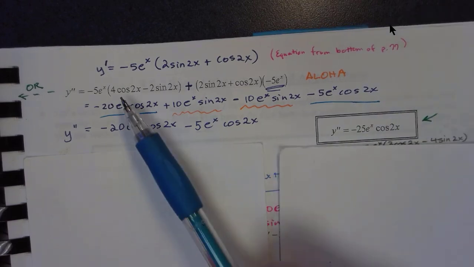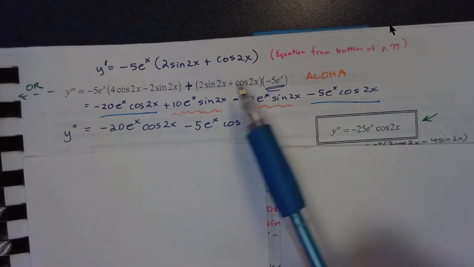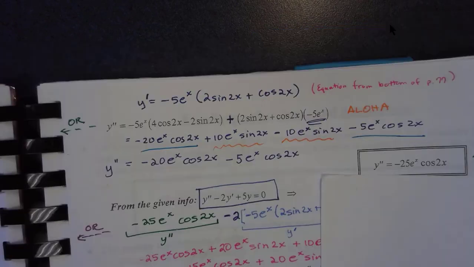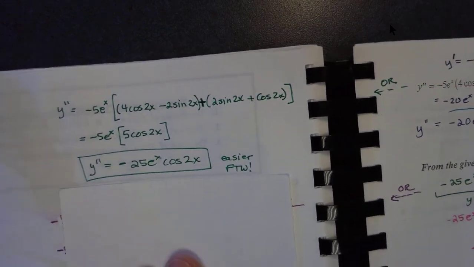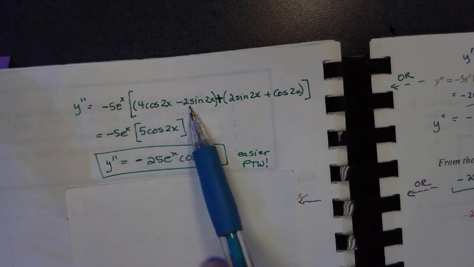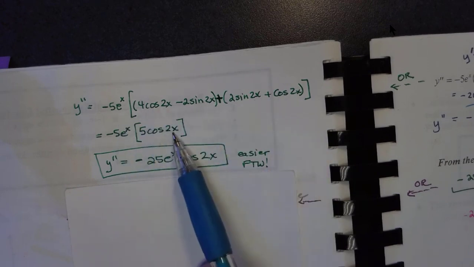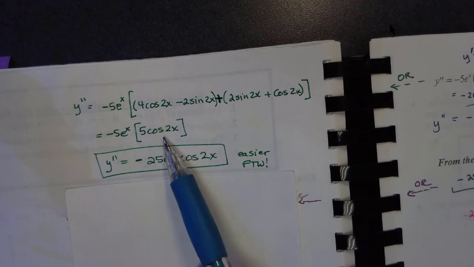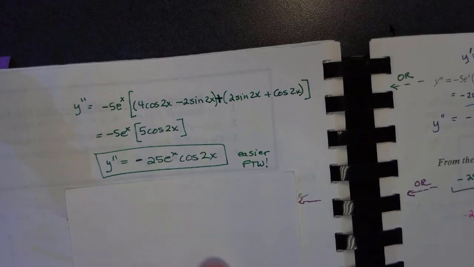I could also, from here, see that I have a common factor of negative 5e to the x. If I factor out that negative 5e to the x, this is what's left inside. Adding similar terms, all of that becomes 5 cosine 2x. I still get the same answer. So factoring is easier for the win.